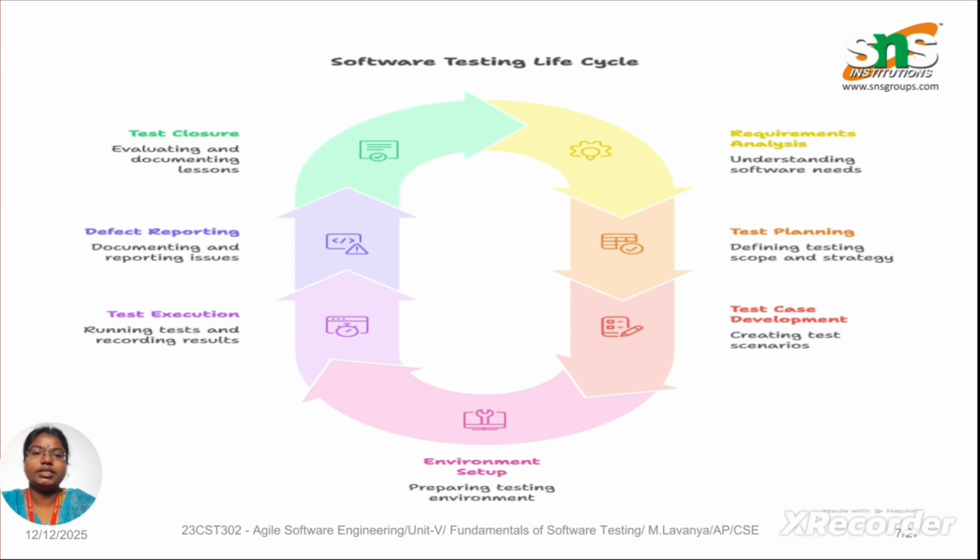The next one is test execution. Test execution is performing the testing, that is, running the tests and recording the results for analysis. Defect report is documenting and reporting the issues detected by executing the test scenarios or test cases. And then test closure is evaluating and documenting the lessons and the results gained from performing all those tests.